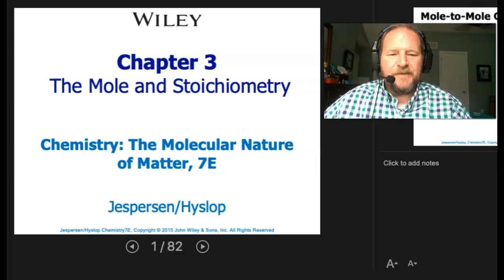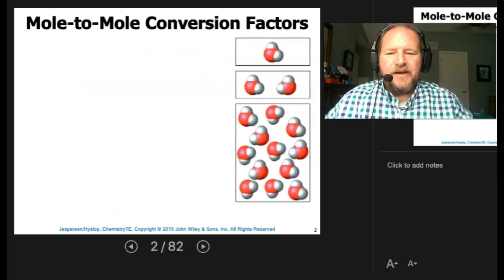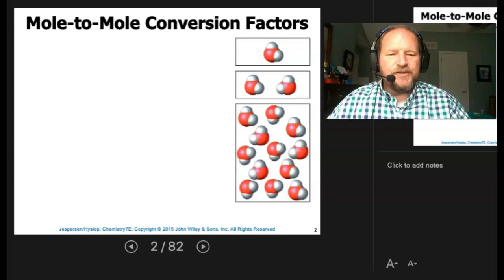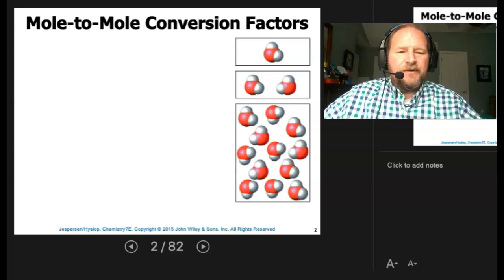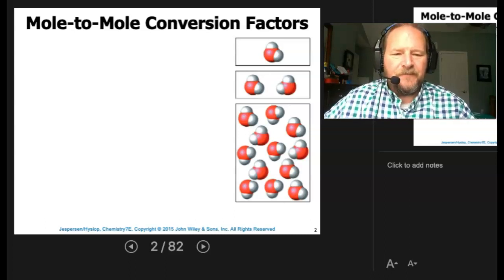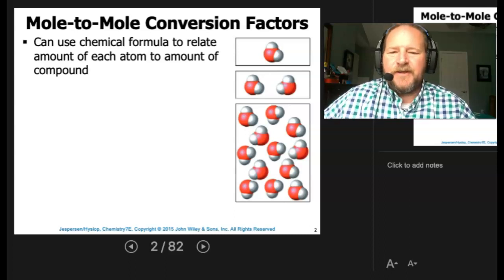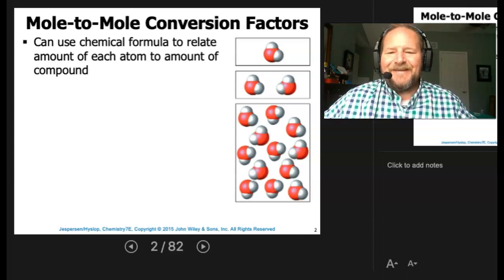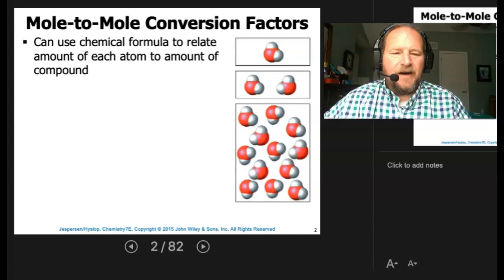All right, back with segment 2 for chapter 3. We left off with mole to mole conversions. And so here what we're going to do is just look at the relationship for moles. So we can use a chemical formula to relate the amount of each atom to the amount of a compound.